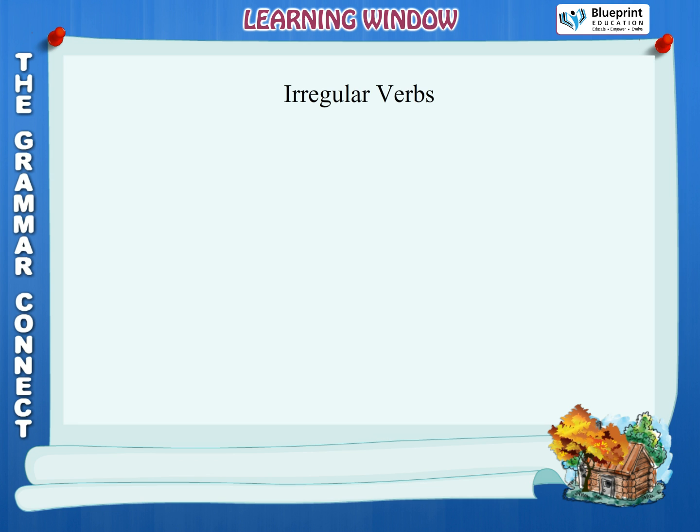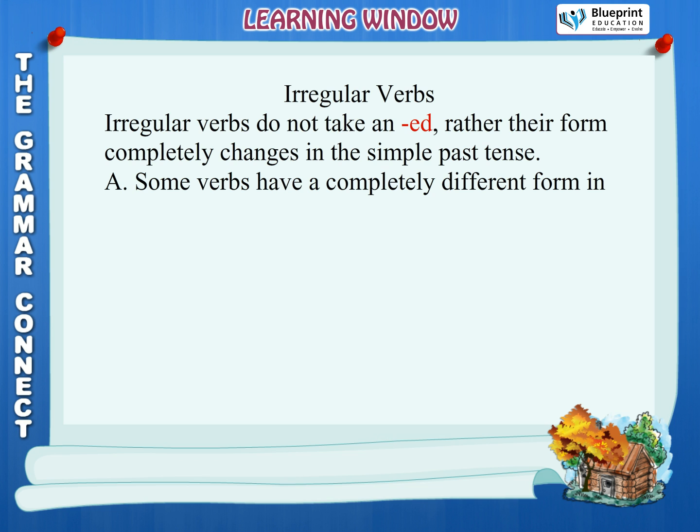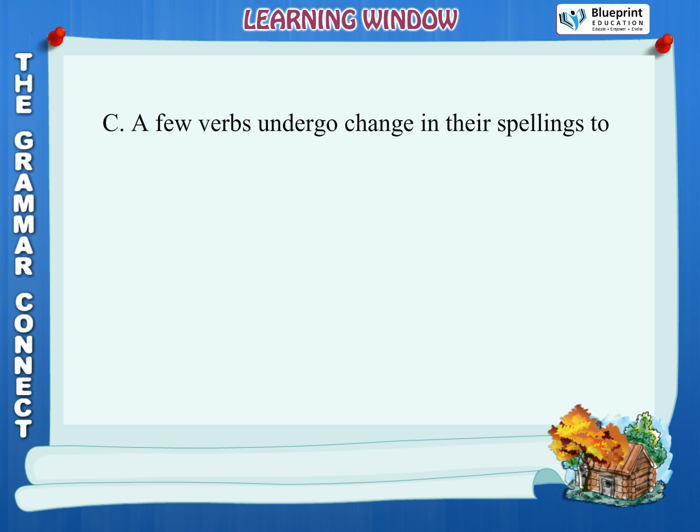Irregular verbs. Irregular verbs do not take an -ed. Rather, their form completely changes in the simple past tense. A, some verbs have a completely different form in simple past tense. Go, went, buy, bought. B, some verbs undergo a change of a letter in their spellings. Sit, sat, come, came. C, a few verbs undergo change in their spellings to become -ought or -ught.